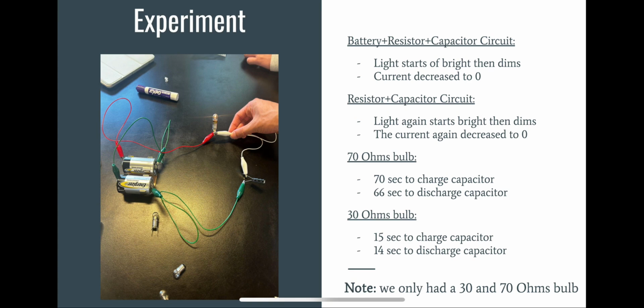For the battery plus RC circuit section, we saw that the light starts bright and then dims down as the current decreases to 0. For the RC circuit only, we noticed that again the light starts bright and then dims down to 0. For our 70 ohm bulb, it took 70 seconds to charge the capacitor and 66 seconds to discharge the capacitor. For the 30 ohm bulb, it was 15 seconds to charge and 14 seconds to discharge. Note that we didn't have a 10 and 20 ohm bulb like instructions said, we only had 30 and 70.